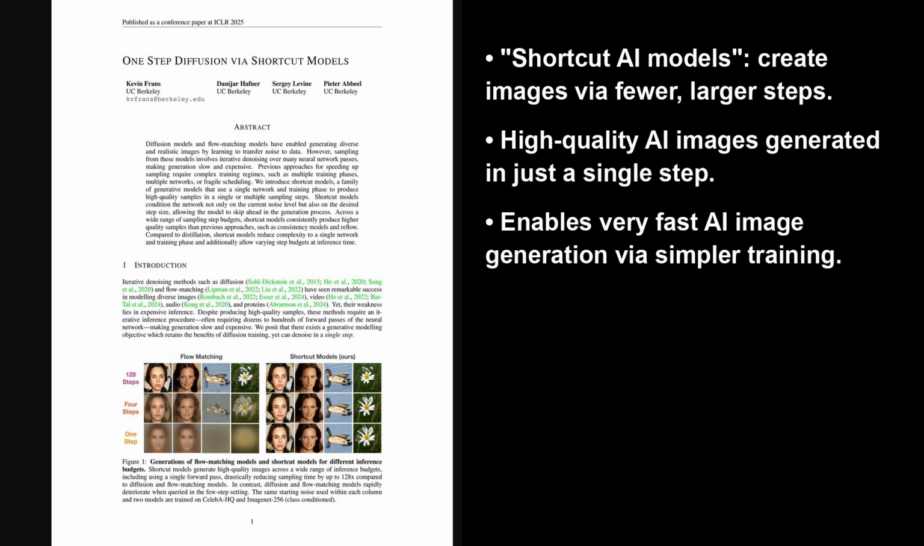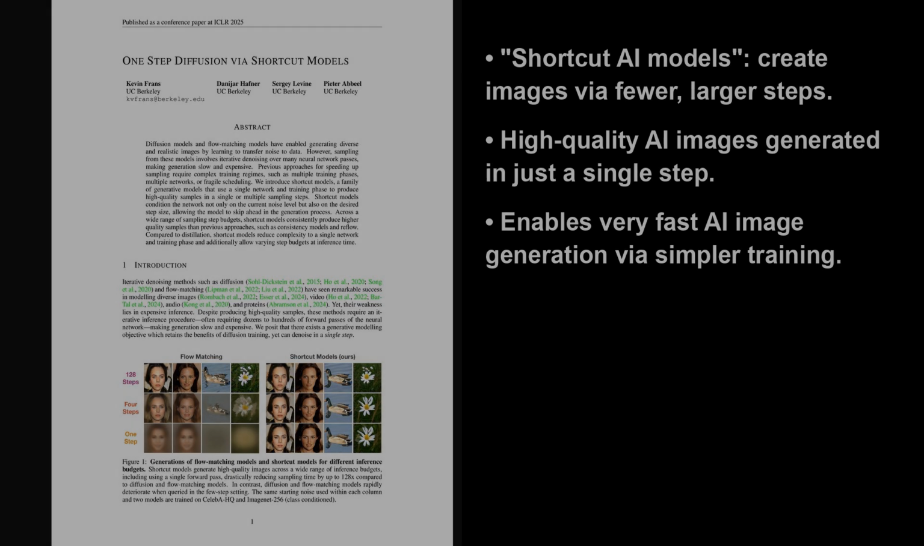The core idea is simple. These models learn to take bigger shortcut jumps in the data generation process. They do this by being told not just the current state, like noise level, but also how big a jump they should try to make.